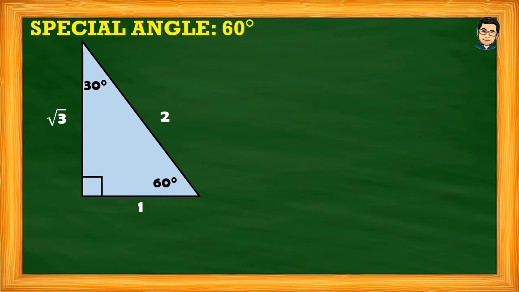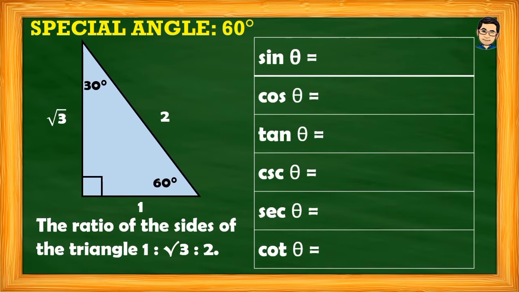So, next naman, yung theta natin is 60 degrees. Label natin yung ating theta. Ito siya. Theta is equal to 60 degrees. Kung yan ang theta natin, 60 degrees, nasaan ang ating opposite side? Ito po.